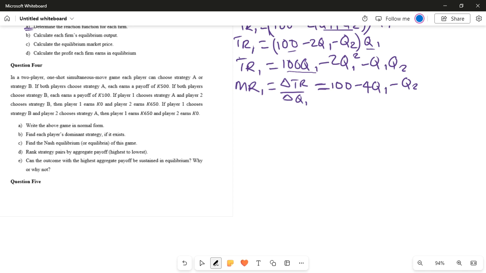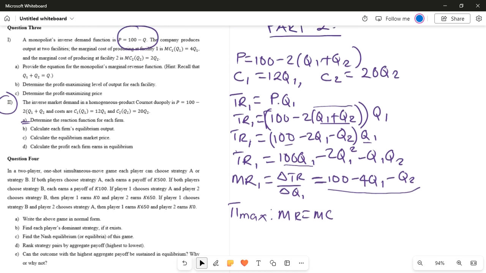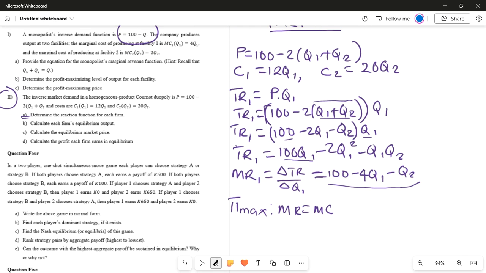Now we know that profit is maximized at the point where marginal revenue is equal to marginal cost, right? Our marginal revenue is this one, and we've also been told in the question the cost for the firm. What was it, marginal or total? Let's check the question so we're not talking without a basis. Yeah, actually it's the total cost. So the total cost for firm 1 is 12 q1.